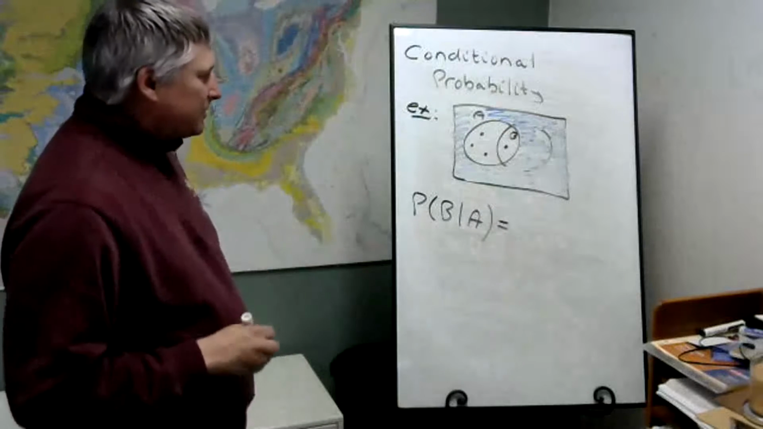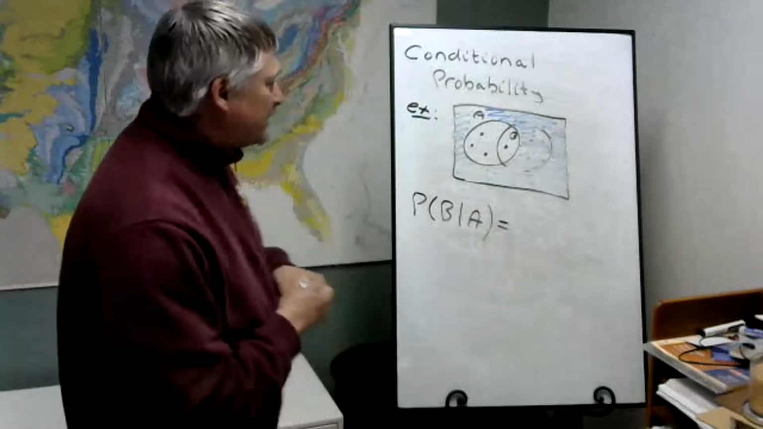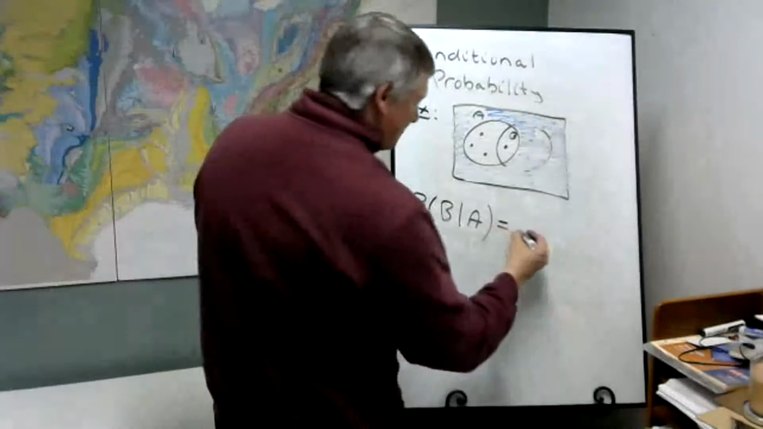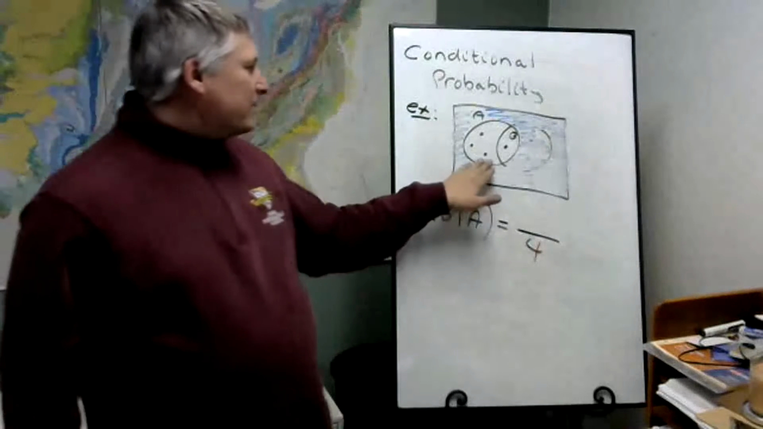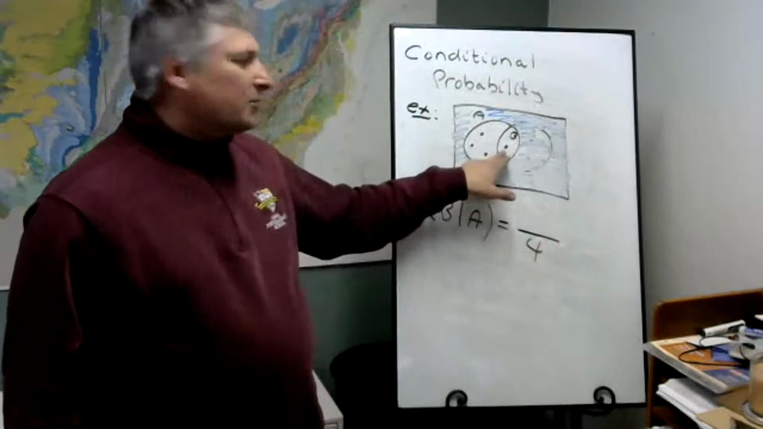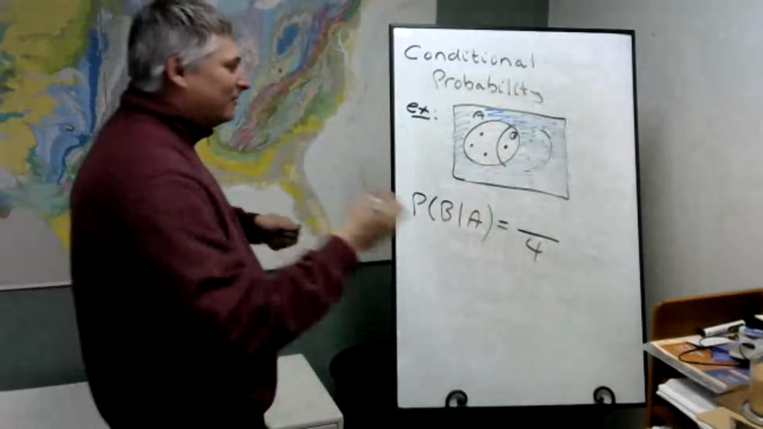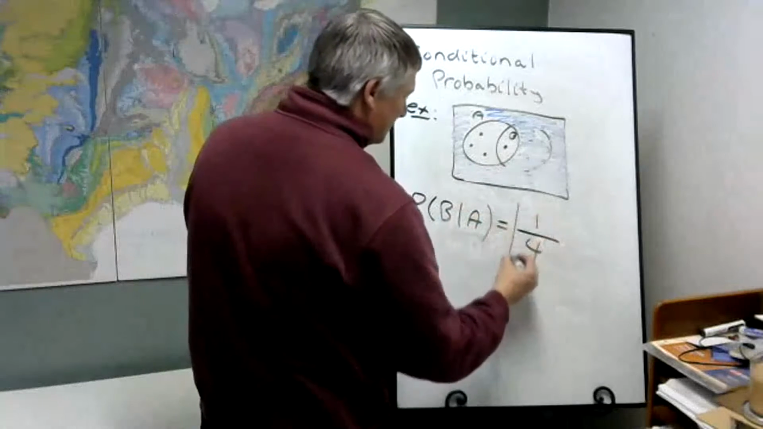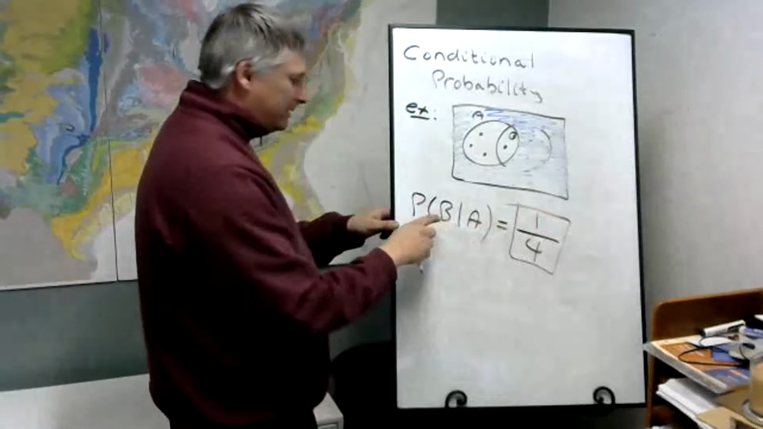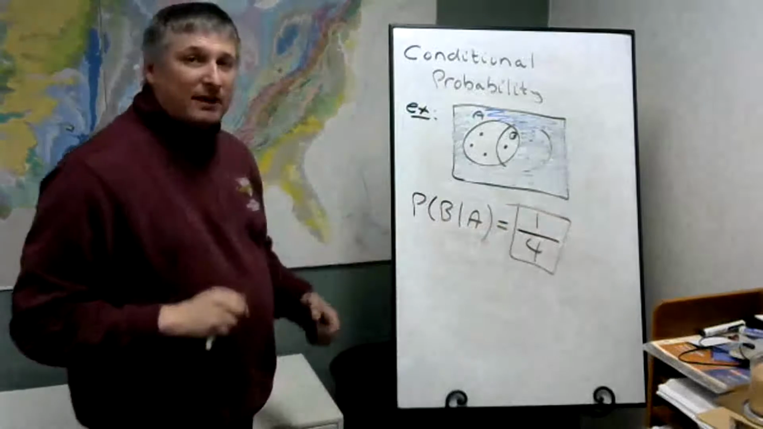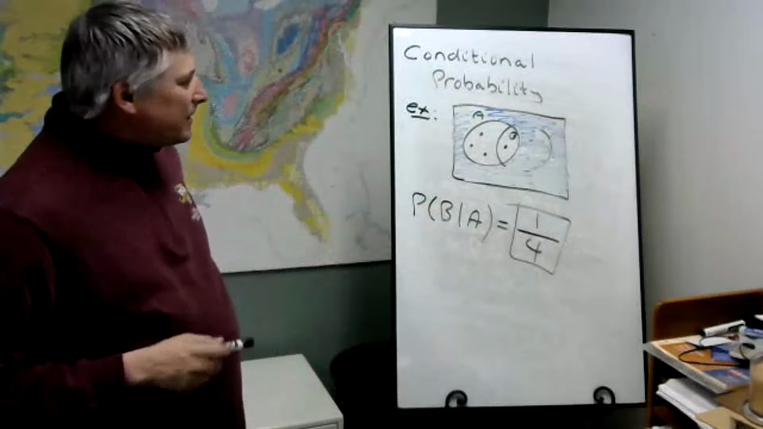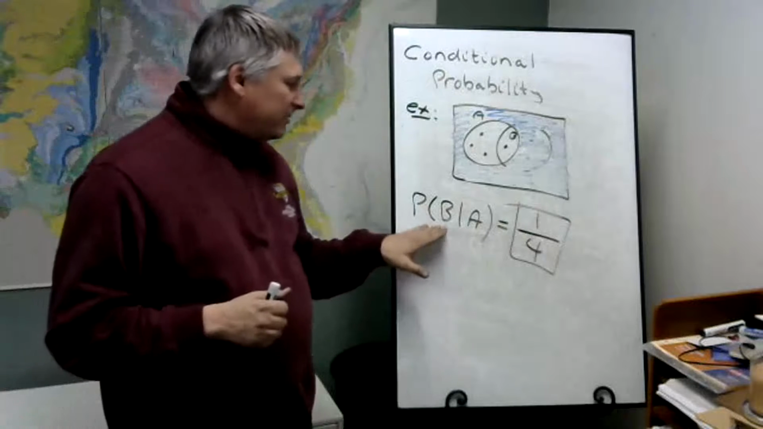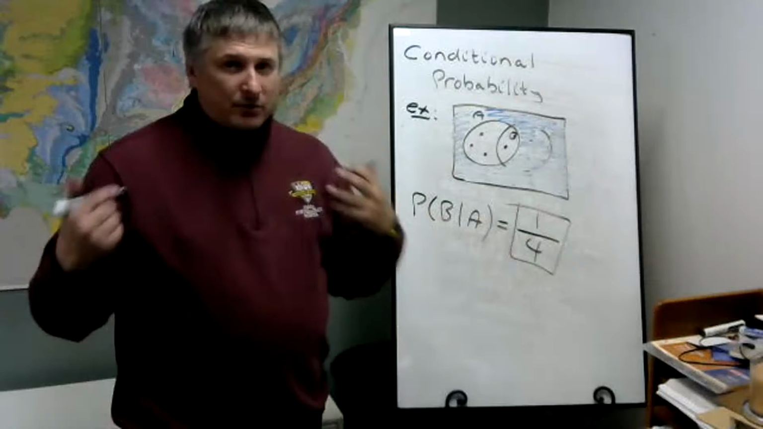And so we ask this question. So now we've reduced things to event A. Now, how many elements are in event A? There's only 4. Of those 4 elements, how many of those were also in event B? Oh, only 1. And so the probability of B, given that we've reduced things down to A, well, there you go. Another way of thinking about it, it's the probability of B occurring given that A's already happened.